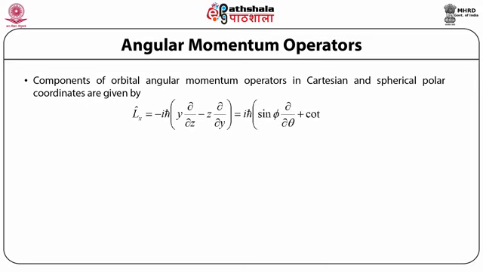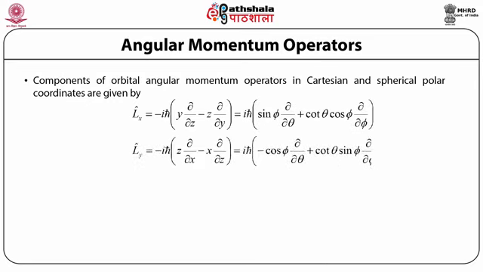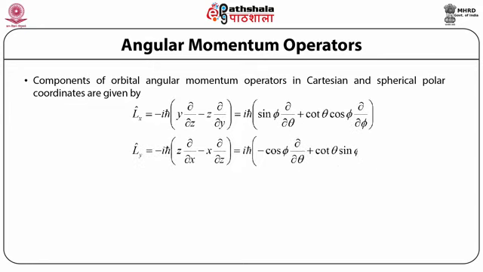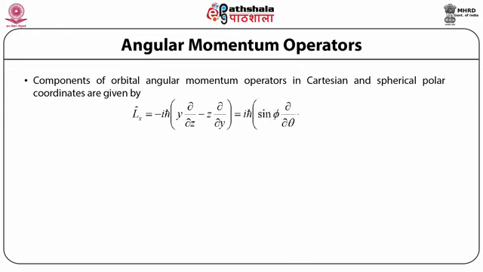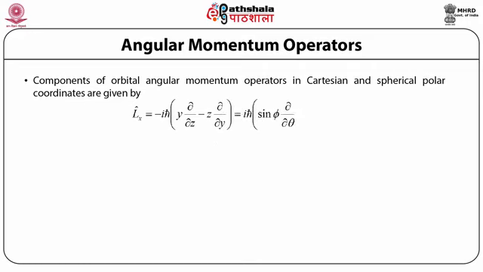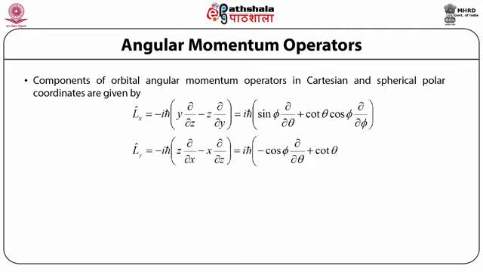Here theta and phi denote the angles of the spherical polar coordinate system. That is, phi denotes the angle that the orbital angular momentum vector makes with the z-axis, and theta gives the angle of the projection of the orbital angular momentum vector on the xy plane with the x-axis.